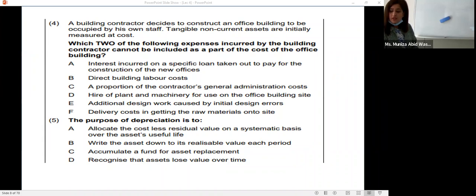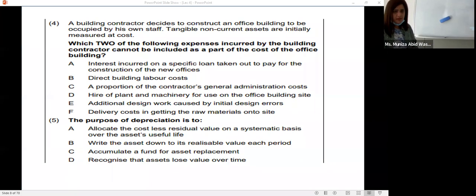A proportion of the contractor's general administration cost. Is this going to be included in the cost? No, it will not be included. So the first one is this one. It is not going to be included. Then hire of plant and machinery for use on the office building site.